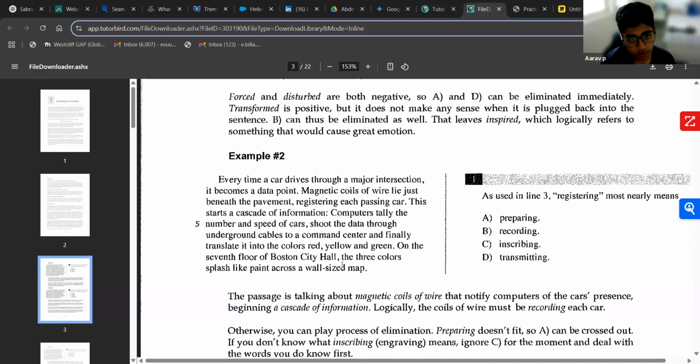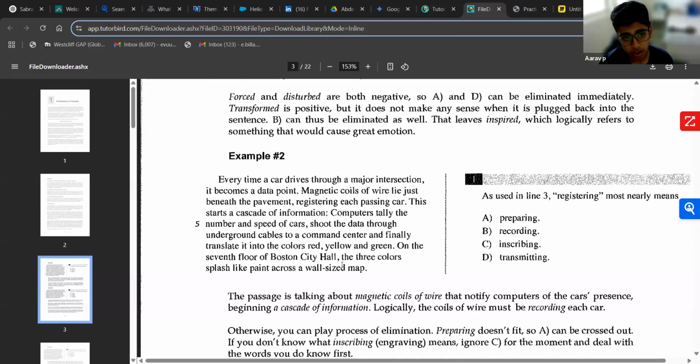Every time a car drives through a major intersection, it becomes a data point. Magnetic coils of wire lie just beneath the pavement, registering each passing car. This starts a cascade of information.